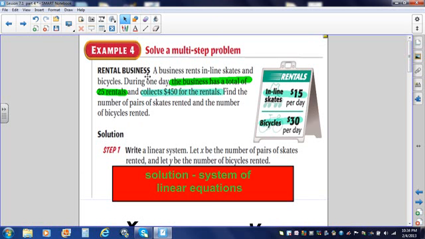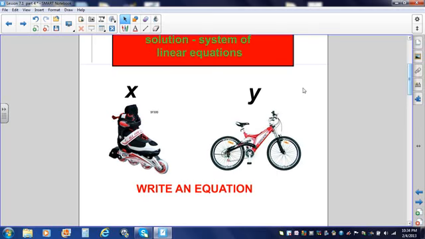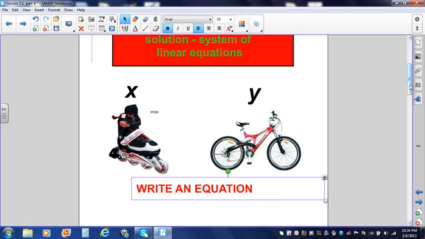A business rents its inline skates and bicycles. During one day, the business has a total of 25 rentals, and they collect $450 for the rentals. Find the number of pairs of skates they rented and the number of bicycles they rented. So, if you would, on your paper, please write skates is going to be x, bicycles is going to be y. And we are going to write an equation.